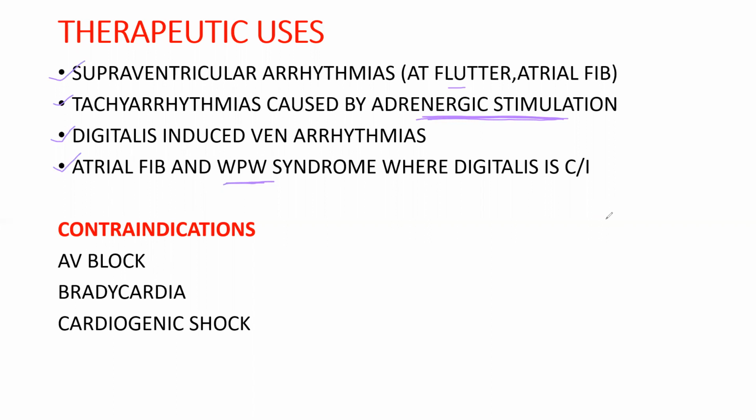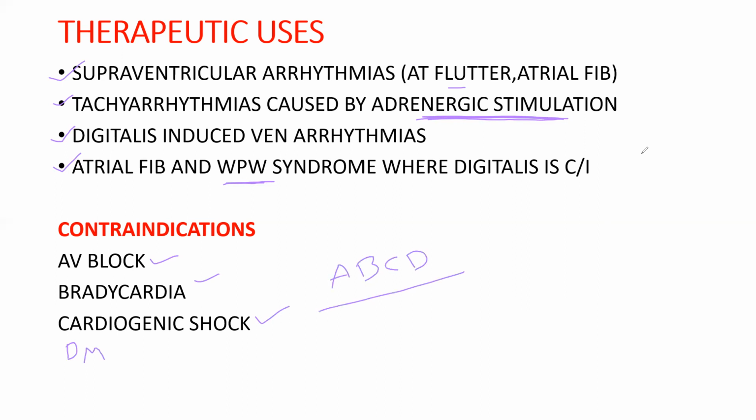And what are the contraindications? You might have seen my adrenergic system lecture. There I told beta blocker contraindications. Here I am just repeating again. What are the contraindications of beta blockers? AV block, bradycardia, cardiogenic shock. And one more, diabetes mellitus. I told A, B, C, D.